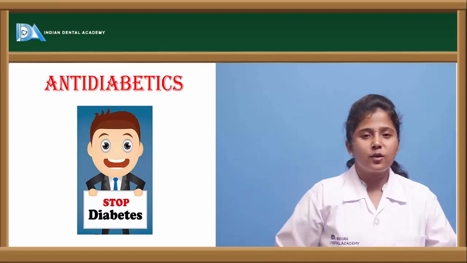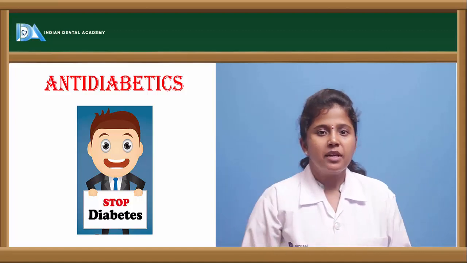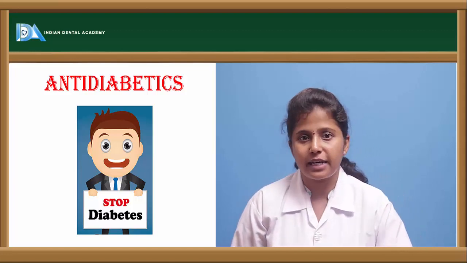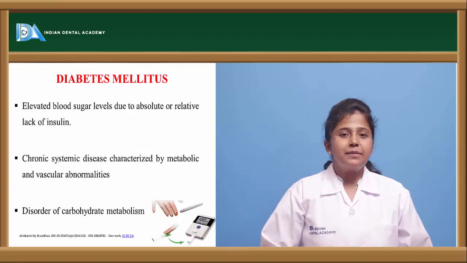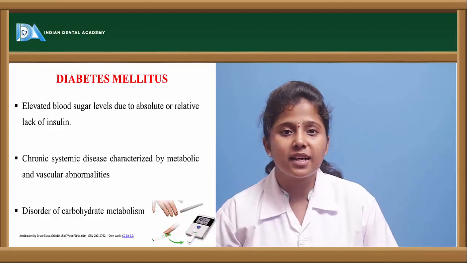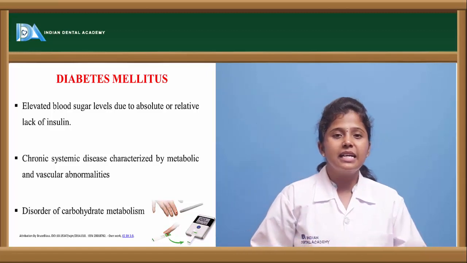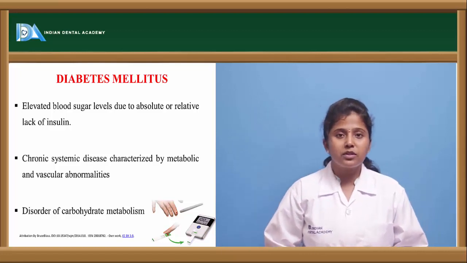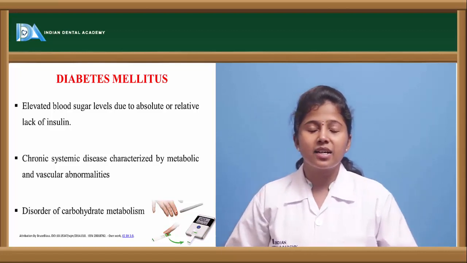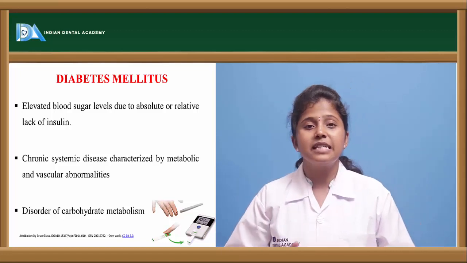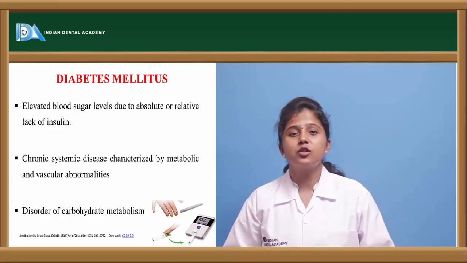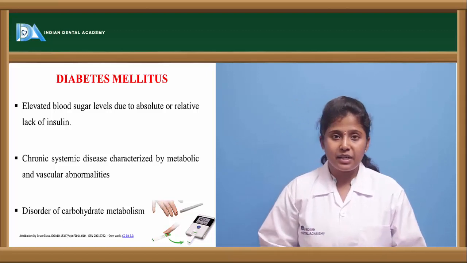I will discuss the topic called anti-diabetics. So what is diabetes and what are the drugs which are used in the treatment of diabetes? So, diabetes mellitus is a condition where there occurs increased blood glucose level. Because of the over metabolism of the carbohydrates, there occurs glucose synthesis, and if there is any elevated glucose level than its normal, it leads to a condition called diabetes mellitus.